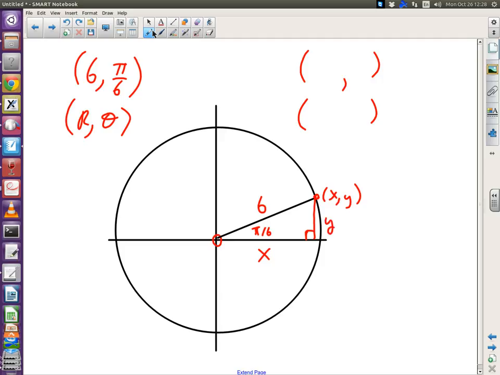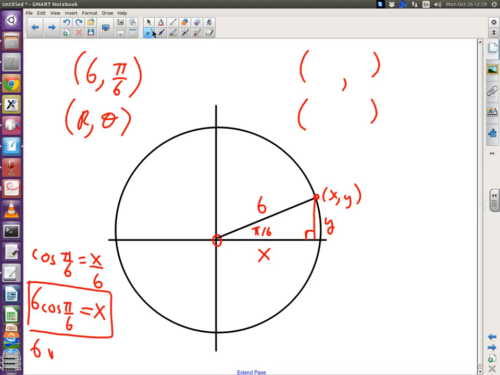Is there a relationship between x, theta, and 6? Yeah, the cosine of pi over 6 is x over 6, so x is 6 times the cosine of pi over 6. So in other words, this is really a conversion formula. If you're given r and theta, r cosine theta will give you x. But let's reduce that. The cosine of pi over 6 radians, remember, or 30 degrees, is rad 3 over 2. And the 2 and the 6 reduce, so 3 rad 3 is x. So that's my answer.